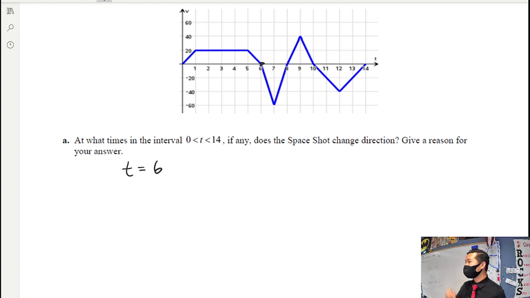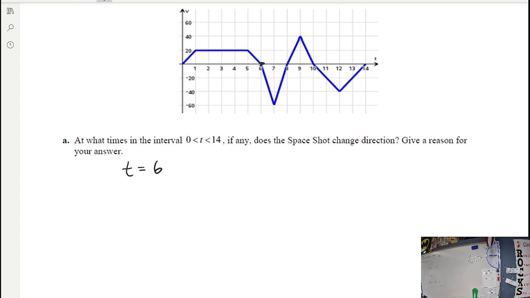Okay, but technically, couldn't you also say 1 and 5? Because it moves from 0 to 20 at 1, and it moves from 5 to 0 at 6. Moves from 5 to 0 at 6? I mean 20 to... Yes, but it's not going in the other direction. Picture you're in a car and you're going 30 miles per hour. And then you start going 20 miles per hour. And then you start going 10 miles per hour. Then you start going 5 miles per hour. You haven't changed directions yet, have you?